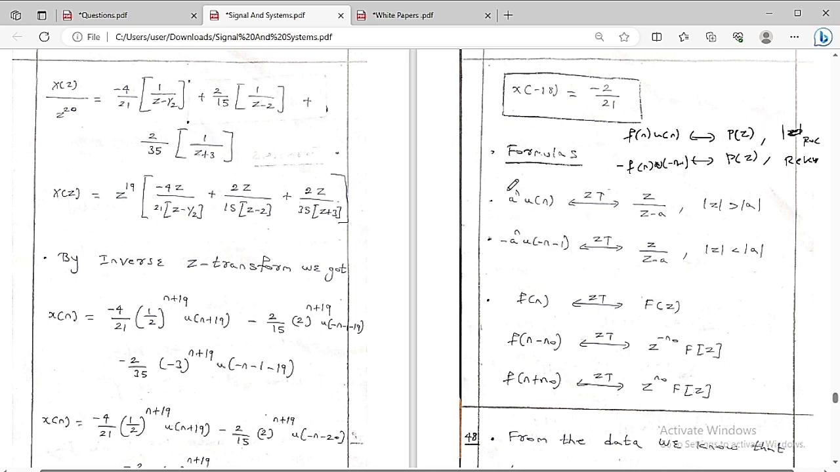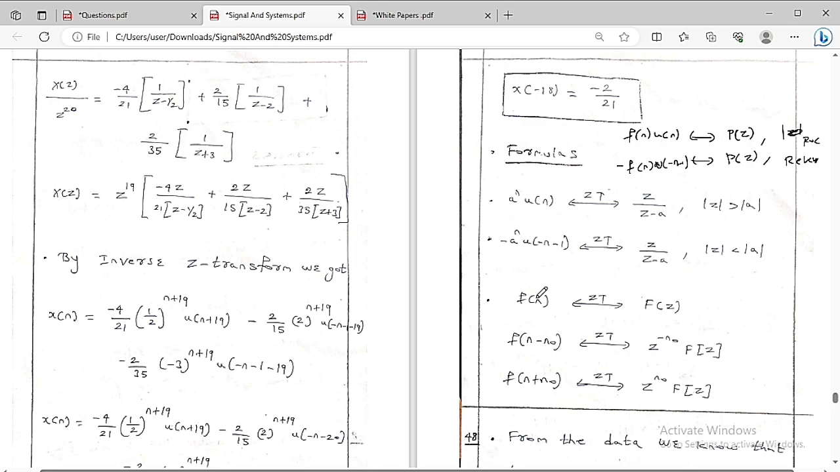Same, this is also going to be f of n equals z to the power of n. So by using this formula, the transform is the same as it is, but the ROC is the opposite. Here it is greater than mod A, here it is less than mod A. As you can see, this is the right side signal, so the ROC is outward. This is the left side signal, so the ROC is inward.